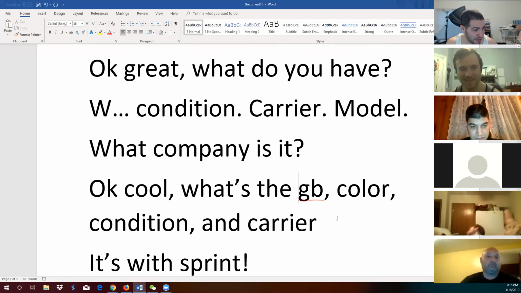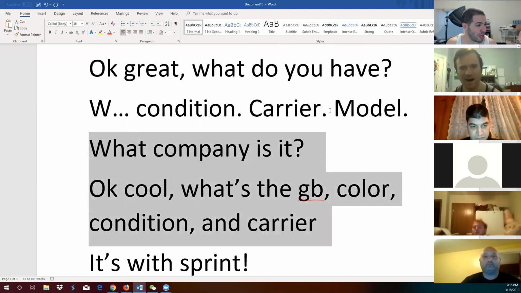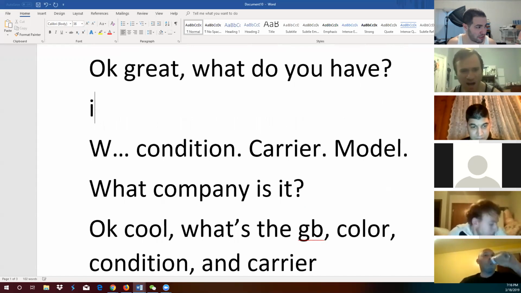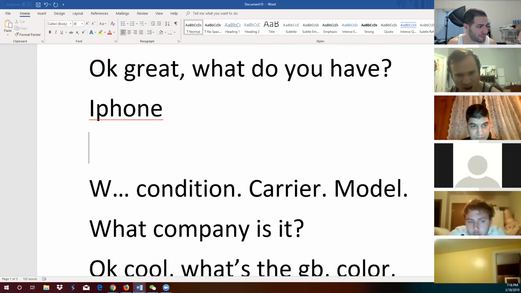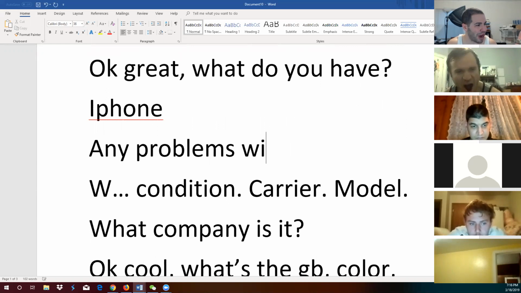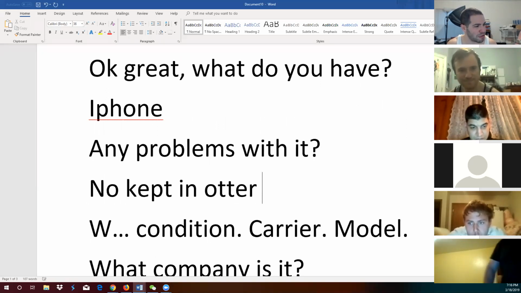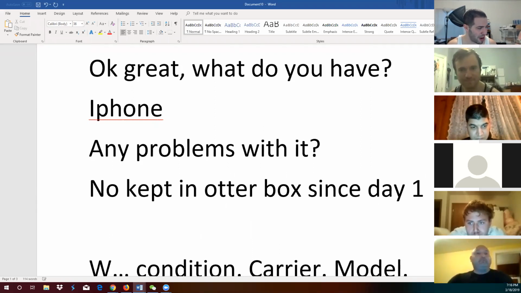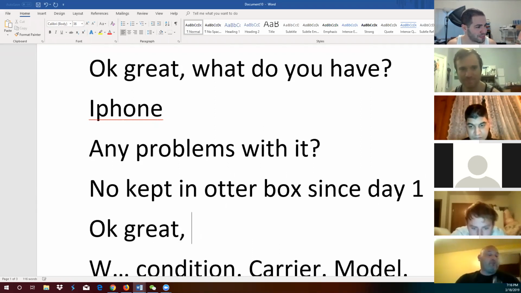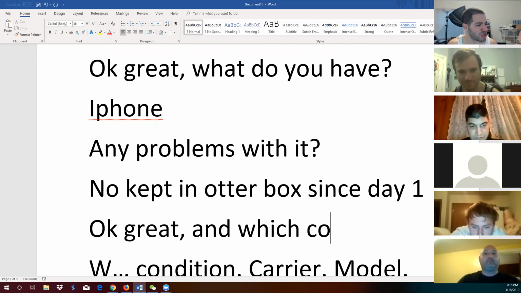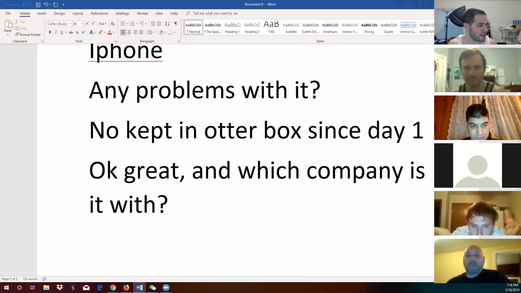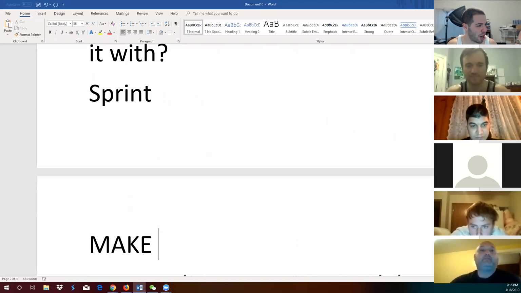We're going to get the company. All right, great. What do you have? And they say, I got an iPhone. And we're going to say, any problems with it? And they're going to say, no, kept in OtterBox since day 1. They're very proud of that. We're going to say, all right, great. And which company is it with? They're going to say Sprint, and then we make the offer.